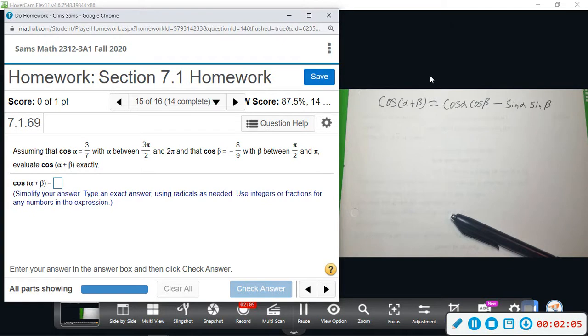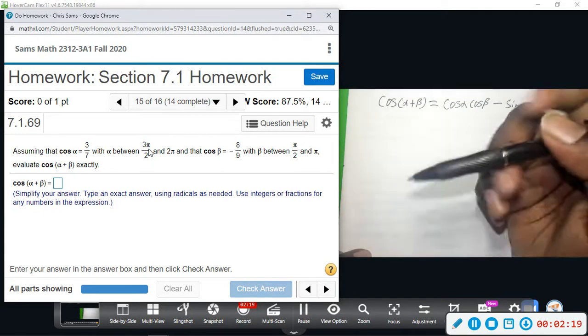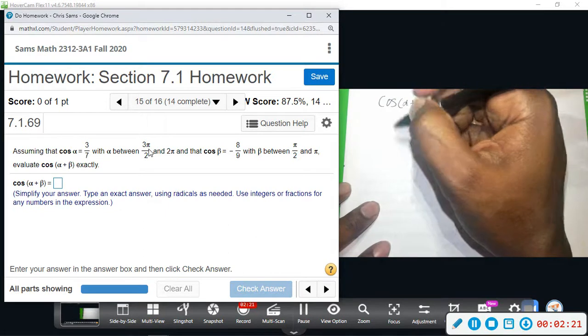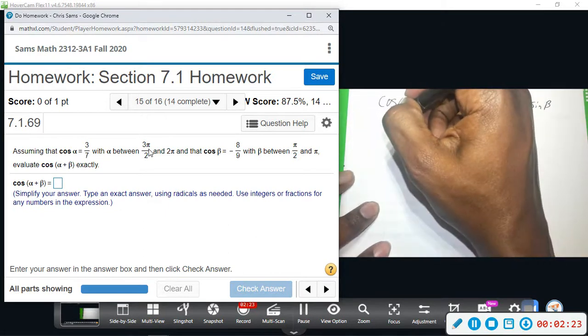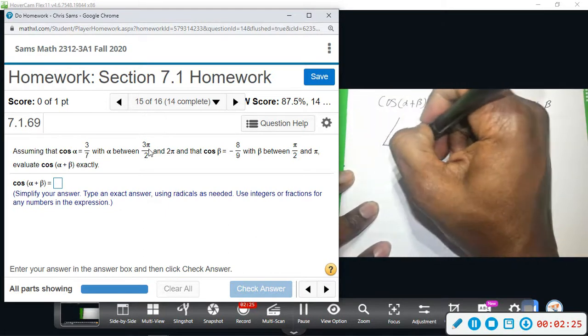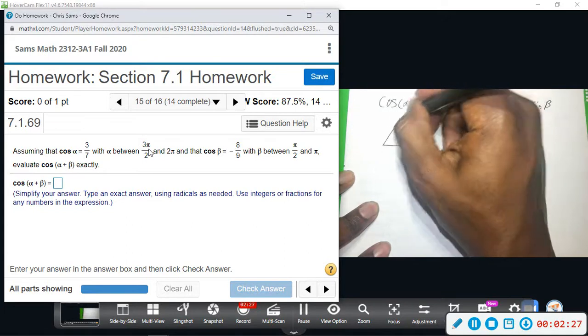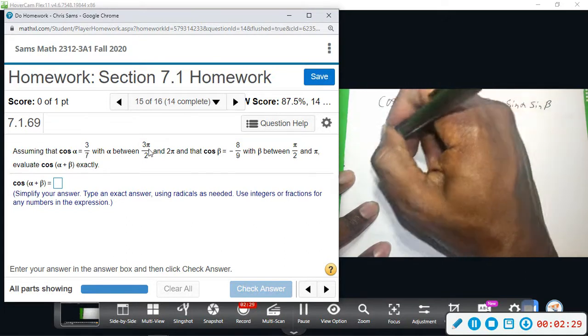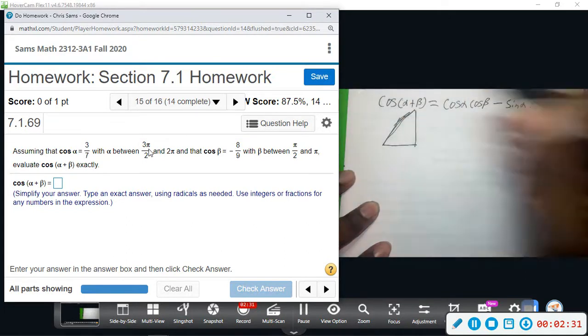I think we can do the Pythagorean theorem, and then we'll figure out the missing side, and we'll be able to plug it in and solve. So for the first one, we're going to pretend that is straight. Okay, this is a right triangle.